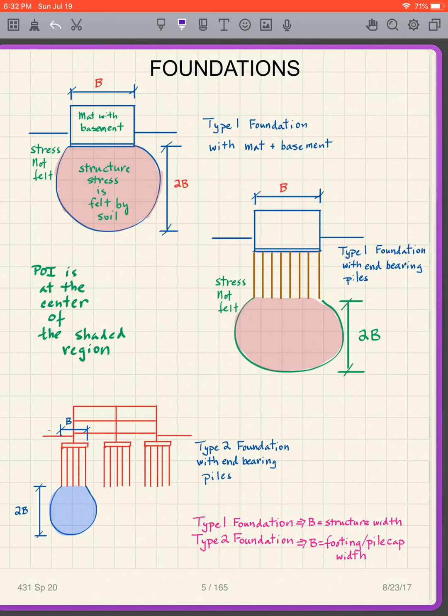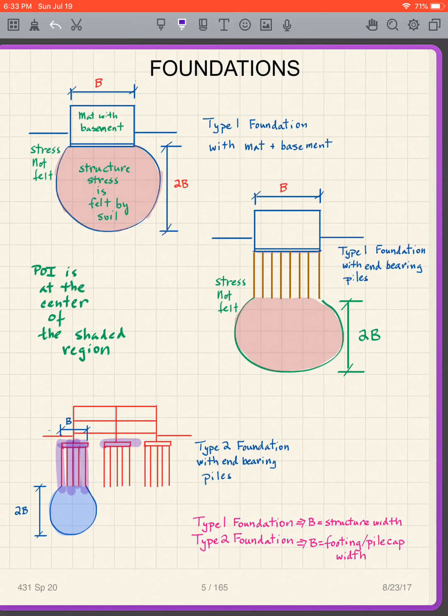Now, what we're going to call a type 2 foundation is like this here. So in this particular case, the foundation base does not go through the entire structure. It just goes underneath the columns. And we have what's called a pile cap here, and the piles come down from the pile cap.